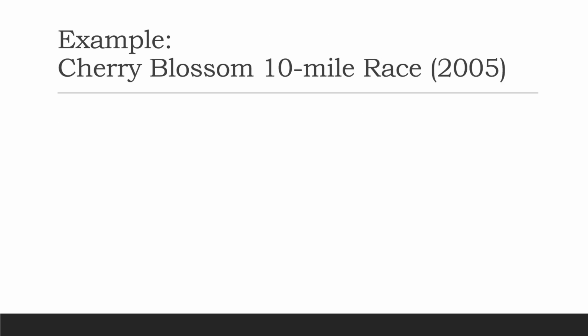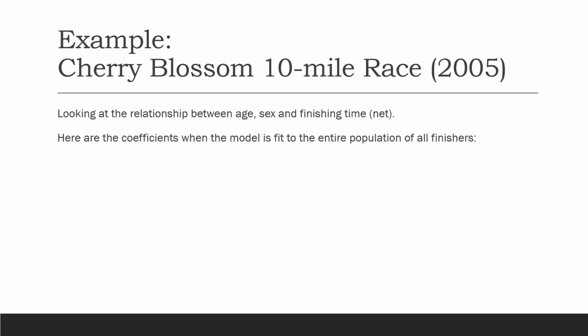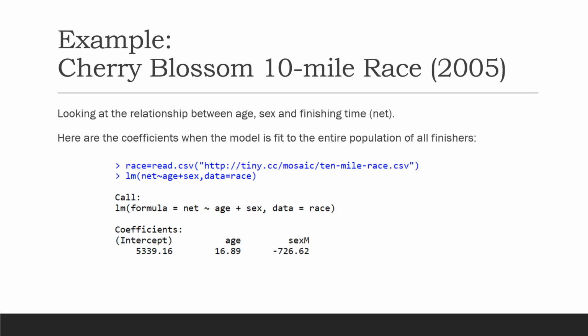For example, if we look at the Cherry Blossom 10-mile race, this data comes from all finishers of the 2005 race. If we look at the relationship between age, sex, and finishing time, which is called net in the data set, the coefficients when we fit the model to the entire population of all finishers are given here. We can see the intercept is 5,339.16. We've got a coefficient of age of 16.89 and a coefficient for sex equal to negative 726.62.